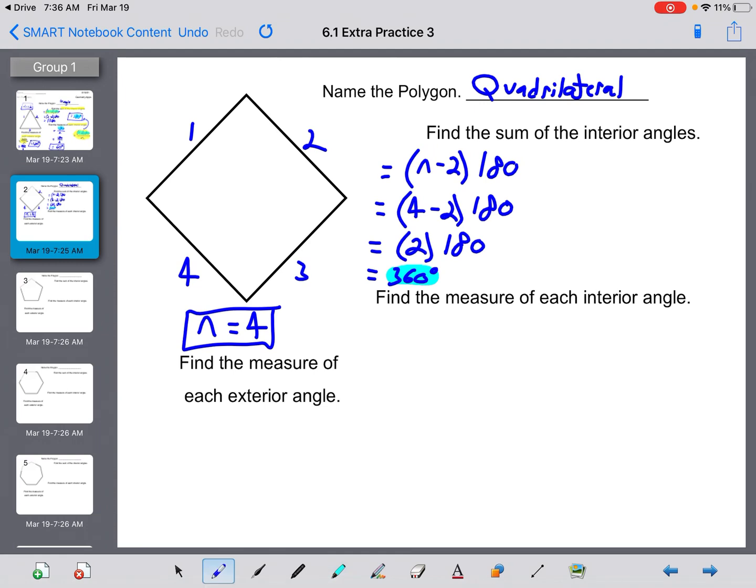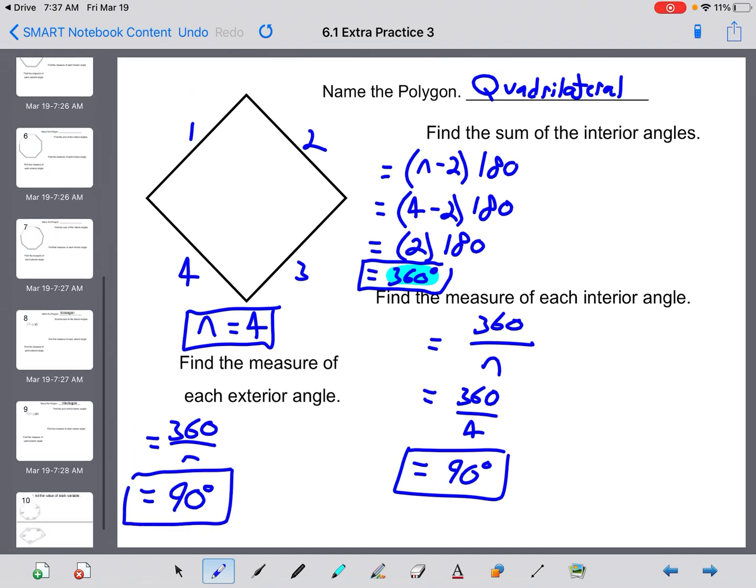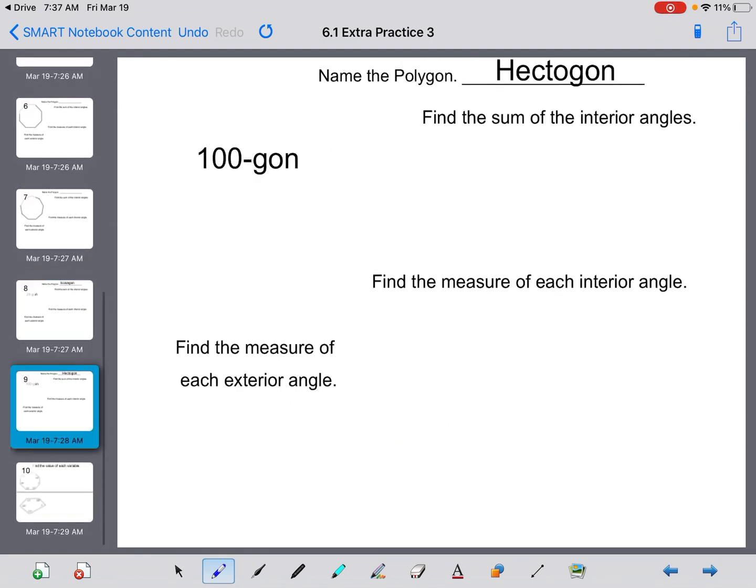Now I'm going to take my 360 and divide it by n, the number of sides. 360 divided by n, which is 4. Okay, if we type in 360 divided by 4 in our calculators, we get 90 degrees. And if you notice, the measure of each exterior is the same, 360 divided by n, which we just found to be 90 degrees. Okay, you're going to continue with this for the next 5. Even more, actually, the next 7.